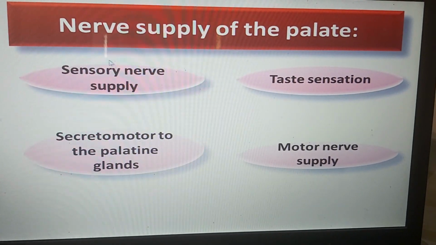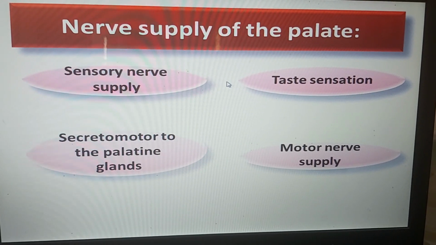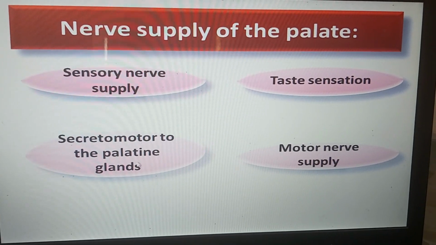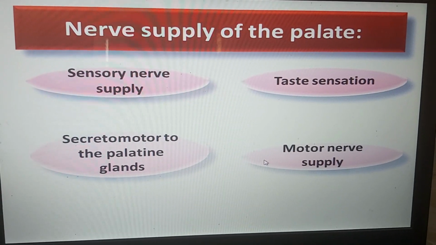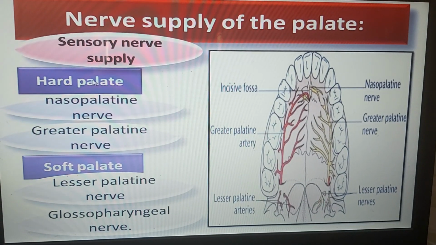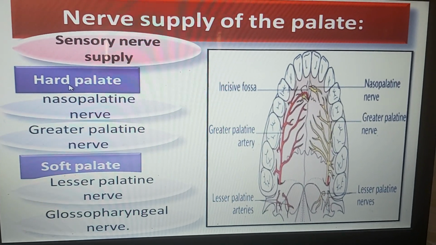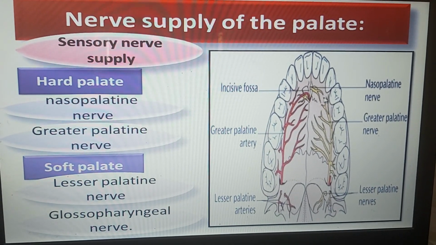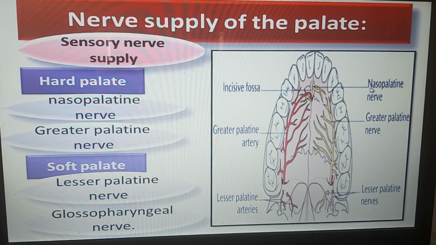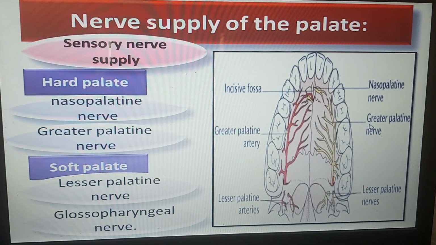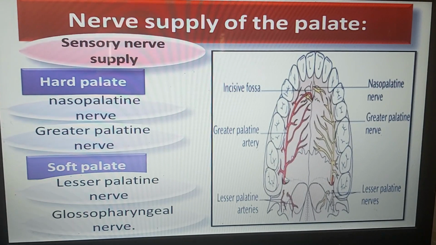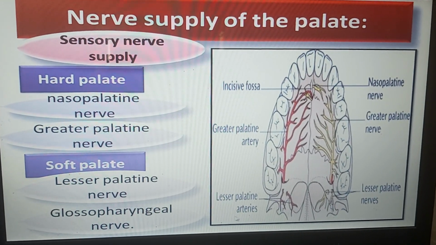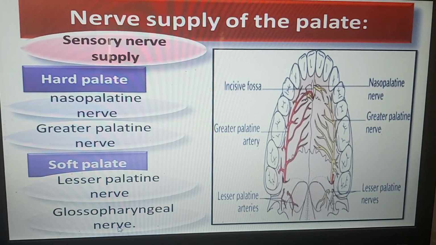Now we're talking about the nerve supply. Nerve supply tests sensation, secretomotor to the palatine glands, and motor nerve supply. First, start with sensory nerve supply. It's divided into hard palate and soft palate. The hard palate is innervated by nasopalatine nerve and the greater palatine nerve right here, and soft palate is innervated by lesser palatine nerve and the glossopharyngeal nerve.